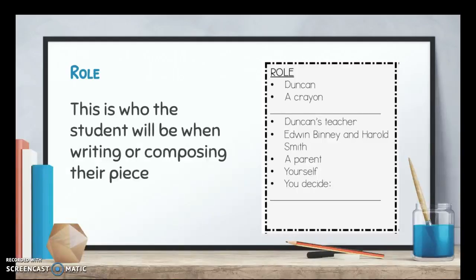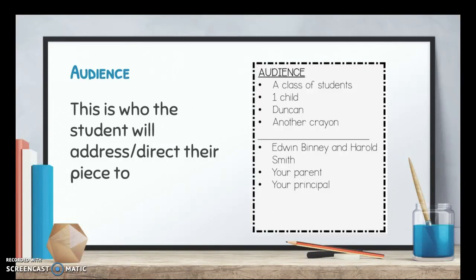So the R is for the role. Who is the student going to be? Are they going to be Duncan, the main character? Are they going to be a crayon? Are they going to be Duncan's teacher? Maybe the creators of crayon, whoever they might be.